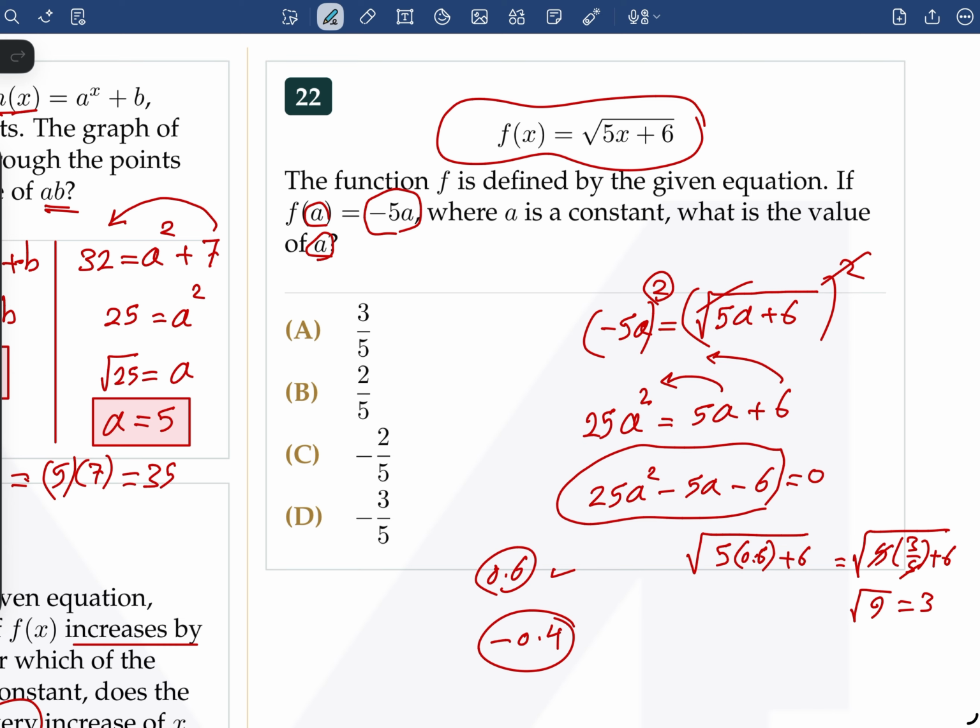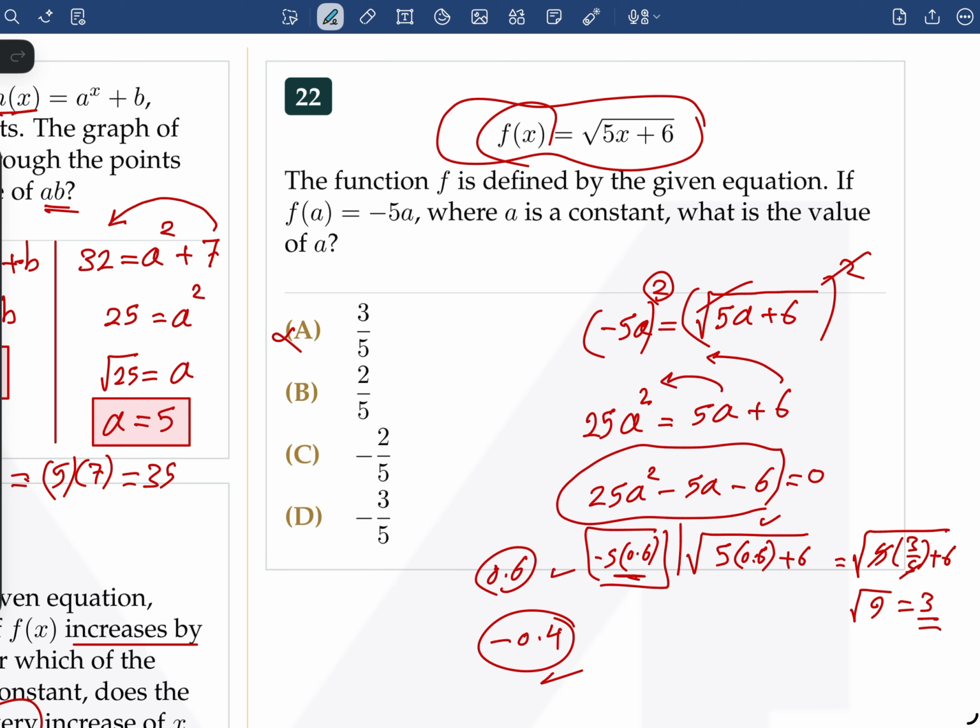But this is the right side. What about the left side? Left side is f of x, and f of x here is equal to negative 5x. And negative 5 times 0.6 is not a positive number. It's a negative number. How can a negative number on the left become equal to a positive number on the right? That's not a correct answer. So we cannot choose 0.6, which is 3 over 5. So 3 over 5 is not the answer. Now let's check negative 0.4.